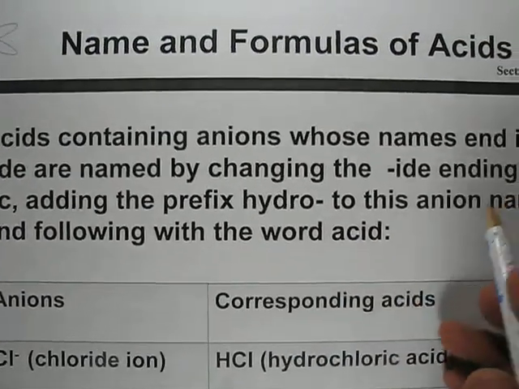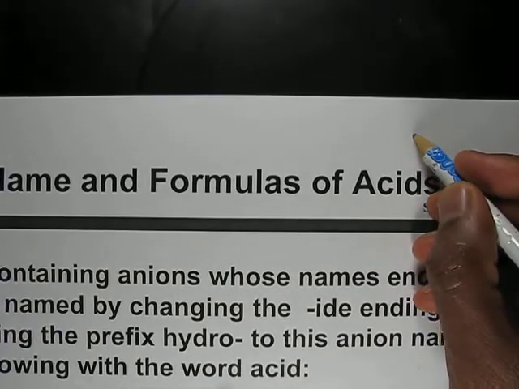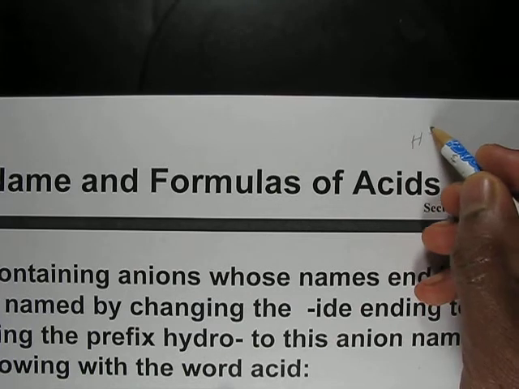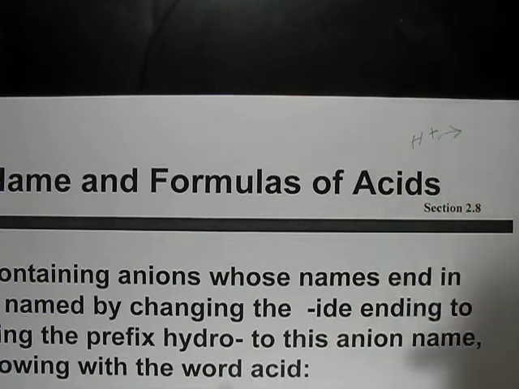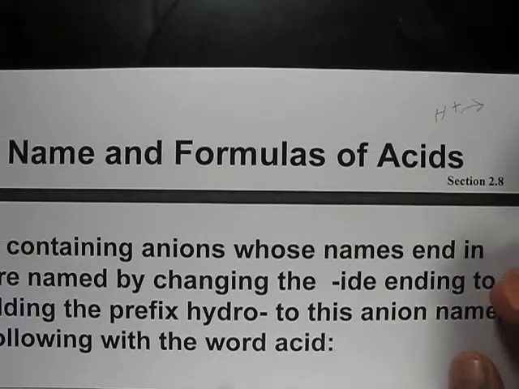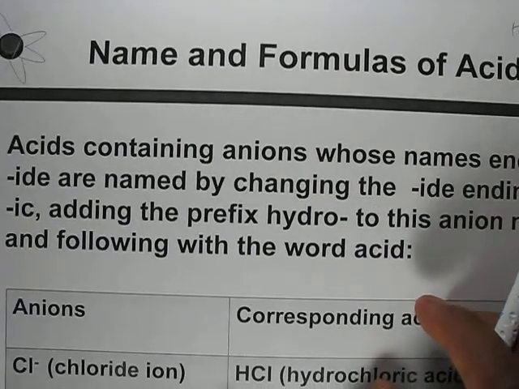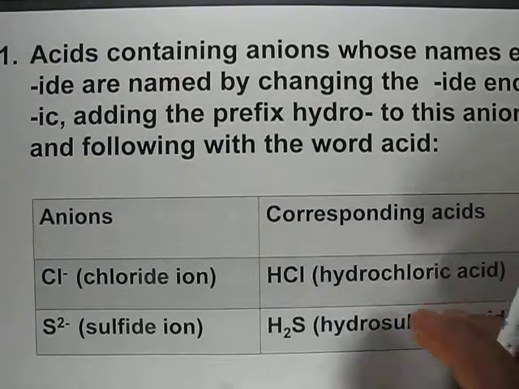So basically acids are those that provide the hydrogen ion. Examples: HCl, H2O, H2SO4, these are the examples.